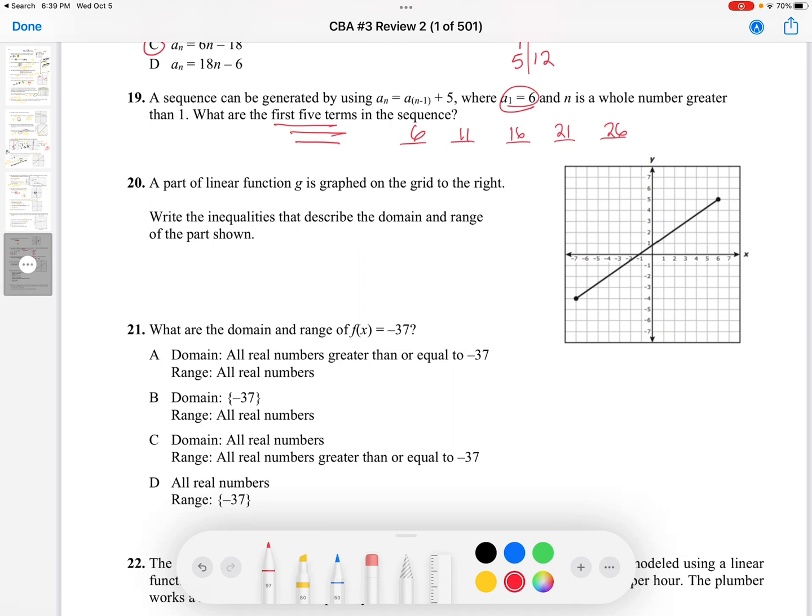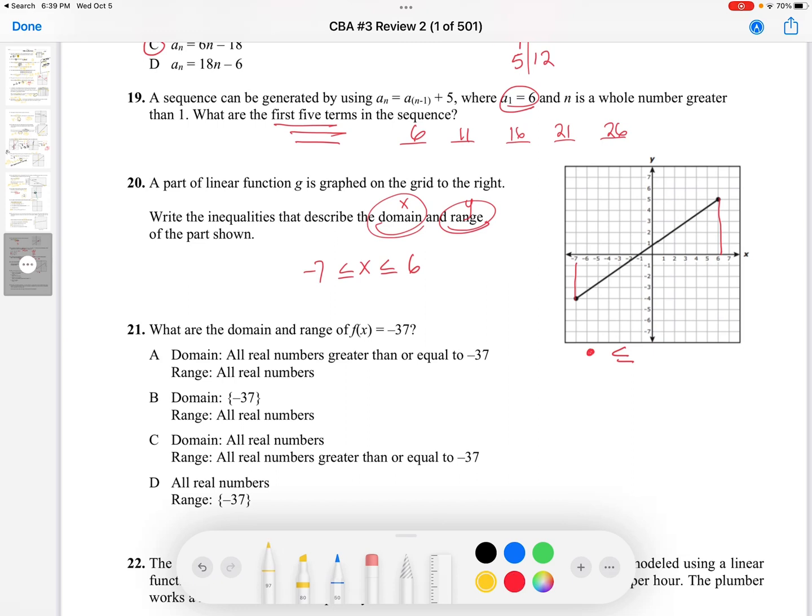Now for 20, it says a part of the linear function is graphed on the grid. Write the inequalities, describe the domain and range. Remember, domain is x, range is y. So what we're going to do here, since this is a closed circle, remember closed circles is less than or equal to. So we put our domain x in the middle, write our less than or equal to sign, and for x, it starts right here at -7. It ends right here at 6. And we're done with that.